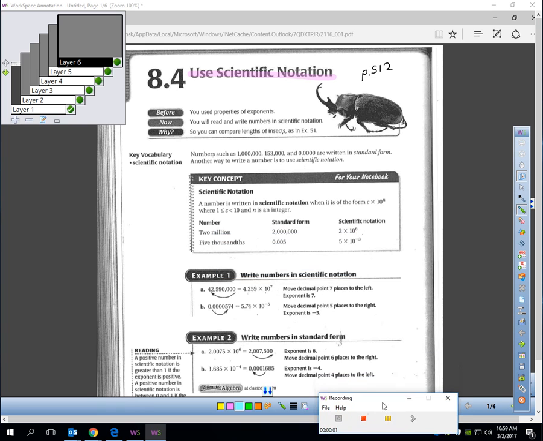This is lesson 8.4. You should be on page 512. This lesson is called Use Scientific Notation.